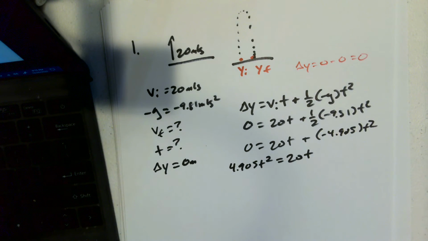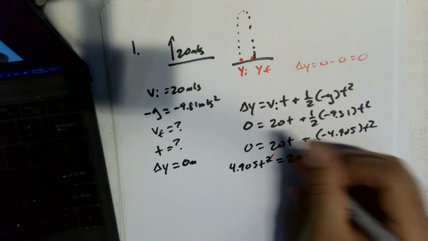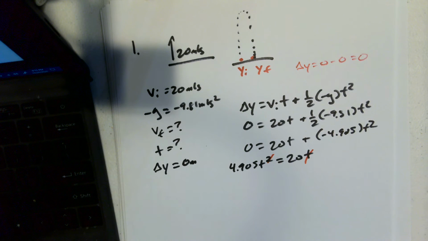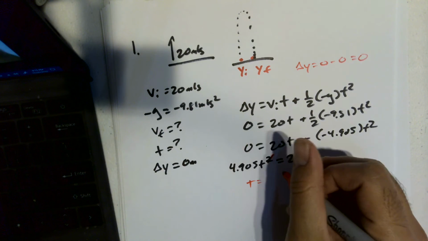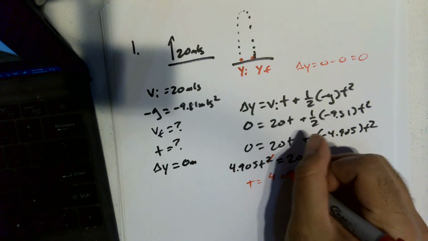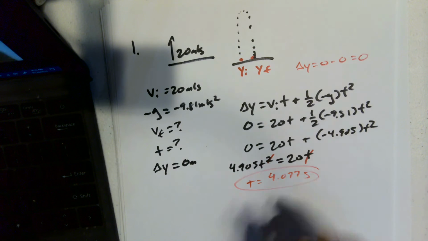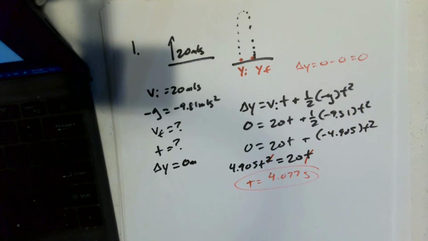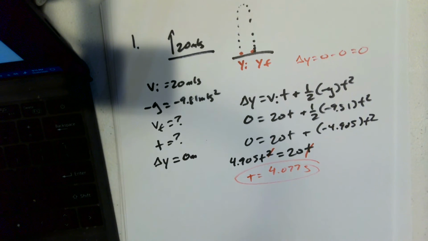And we can get rid of that squared term because t appears on both sides. So if we divide both sides by t, now we can isolate t. 20 divided by 4.905 is going to be our answer here. And what we're going to get is a hair over 4 seconds. The time I get is 4.077 seconds. So let's keep track of that. There's our time of flight.